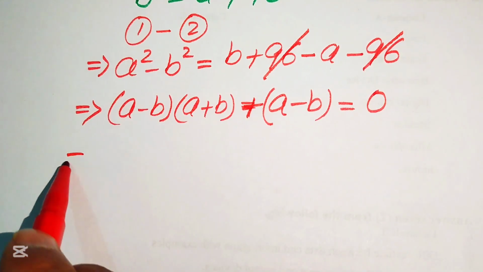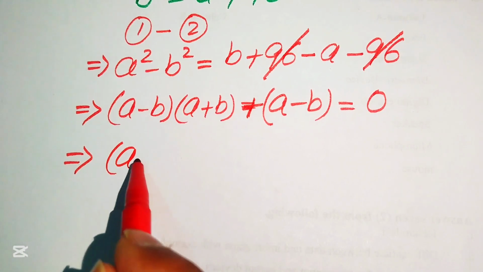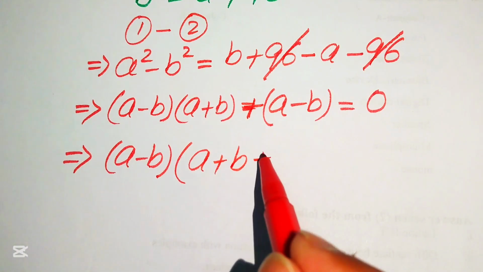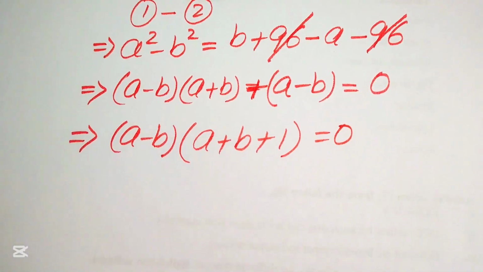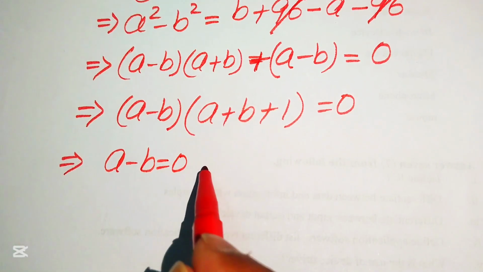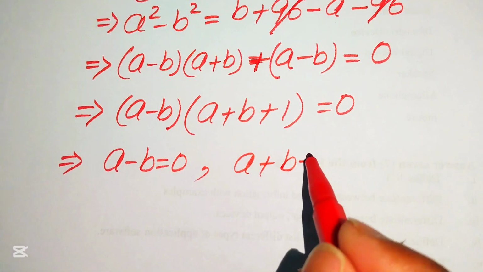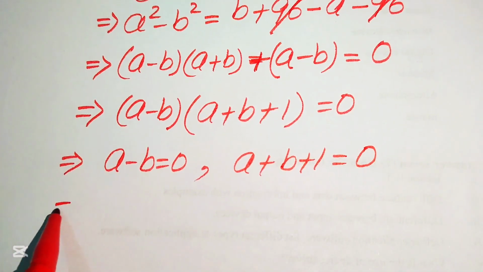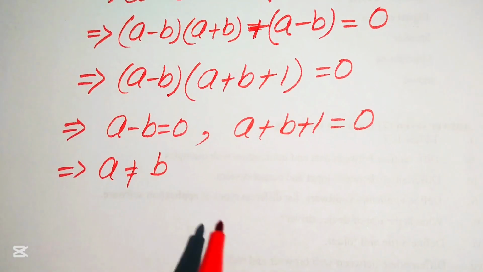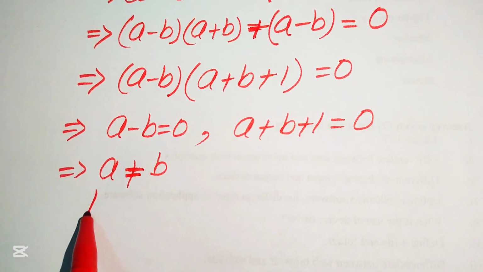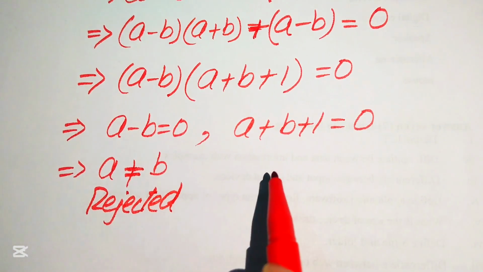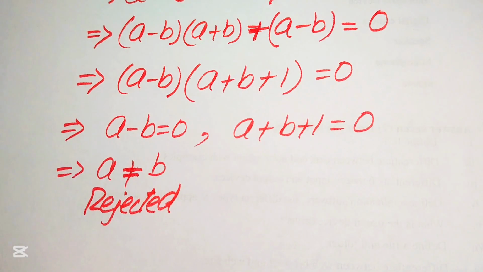And now in the next step we need to take common a minus b. So when you take common a minus b, it will be written as a plus b plus 1 equals to 0. Now we take a minus b equals to 0 and a plus b plus 1 equals to 0. So here you get a is equal to b, but at the start of the problem we said that a is not equal to b, so we will reject this case and proceed with the other case only, and from this case we can find the value of a and b.